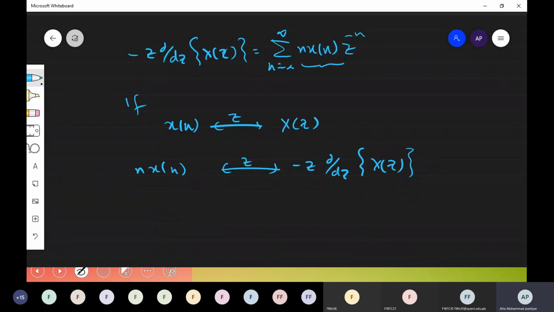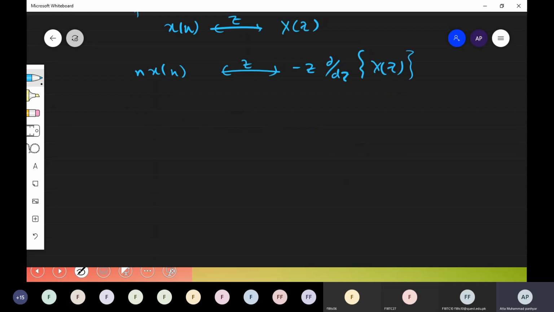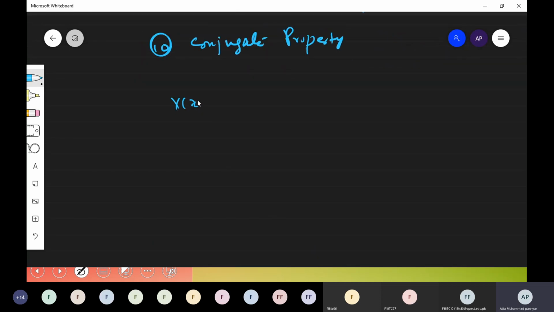Now the last property that we left earlier is, as it states, for example, if we have x of n, and its z transform is X of z, and if we have the conjugate of x of n, then its z transform must be this signal, right?